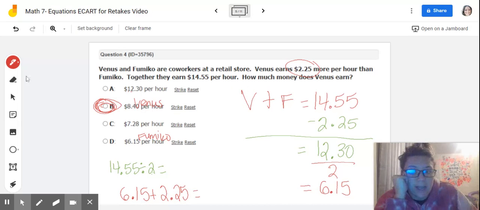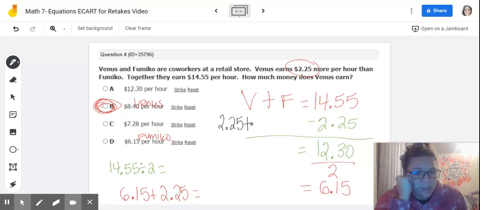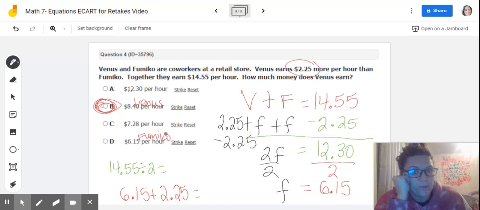So those of you that actually did set up an equation, Venus makes $2.25 plus whatever Fumiko makes. We don't know that, right? So this equation, for those of you that can understand it, is really 2F plus 2.25, which is why we subtract the 2.25 on both sides. And then I'm left with 2F equals that, and that's why we divide both sides by 2. But that tells me what Fumiko makes.